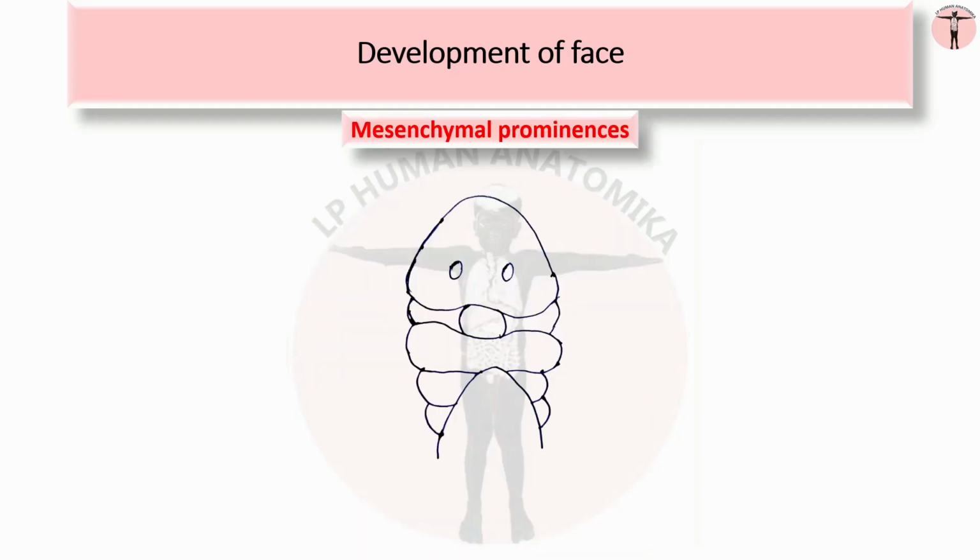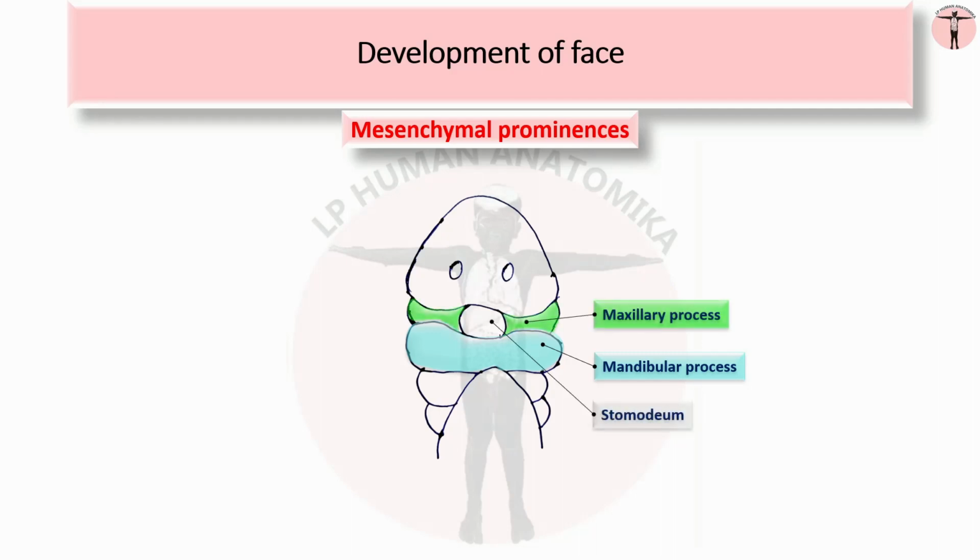By 42 days, all five mesenchymal prominences can be recognized in the embryo. The ventral portion of the first pharyngeal arch, the mandibular prominences, caudal to the stomodium, the maxillary prominences, which is the dorsal portion of the first pharyngeal arch, present lateral to the stomodium, and the frontonasal prominence, a slightly rounded elevation cranial to the stomodium.